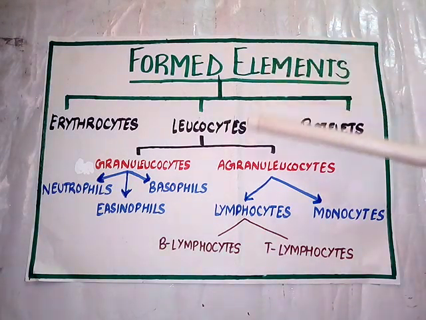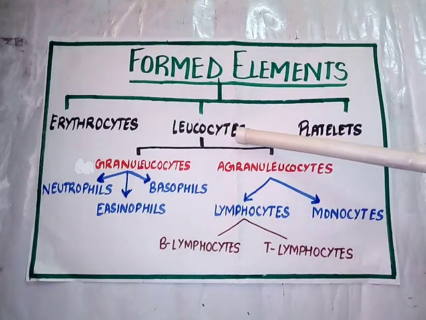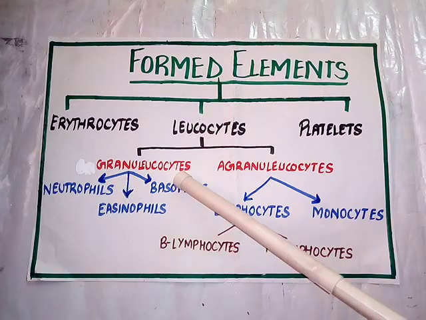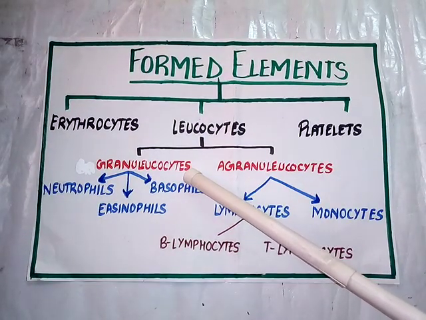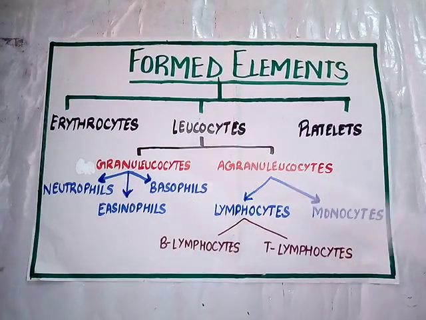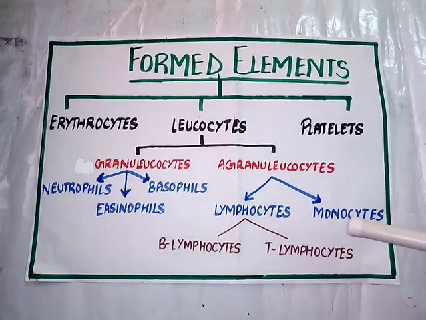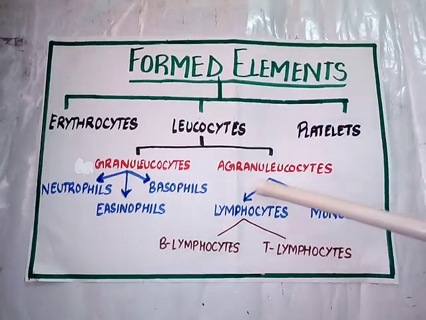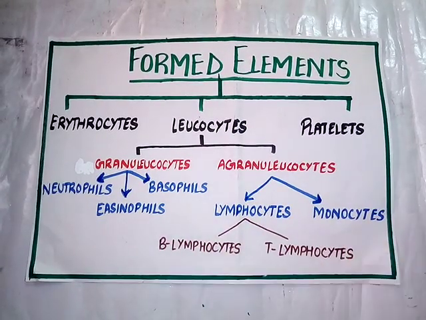The second type of formed element is leukocytes. Leukocytes are further divided into granulocytes and agranulocytes. Granulocytes are further divided into neutrophils, eosinophils, basophils. And agranulocytes are divided into lymphocytes and monocytes. Lymphocytes are again divided into B lymphocytes and T lymphocytes. You can make this diagram in your notebook.